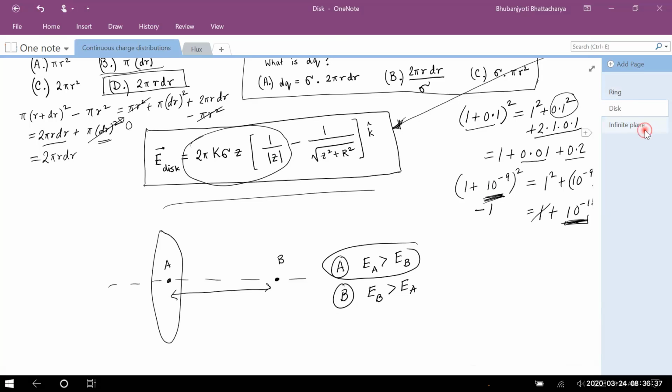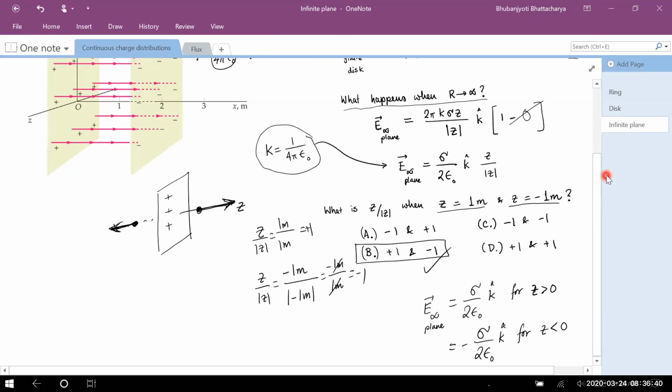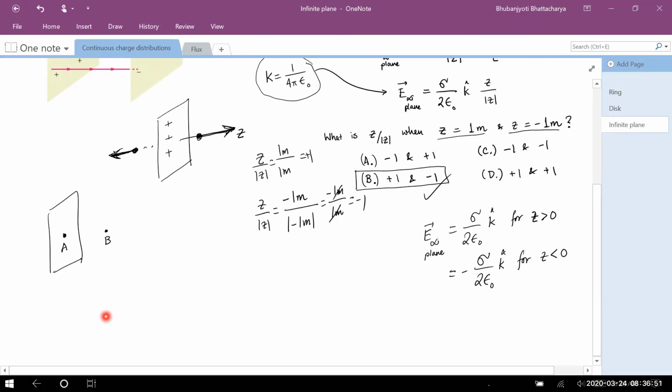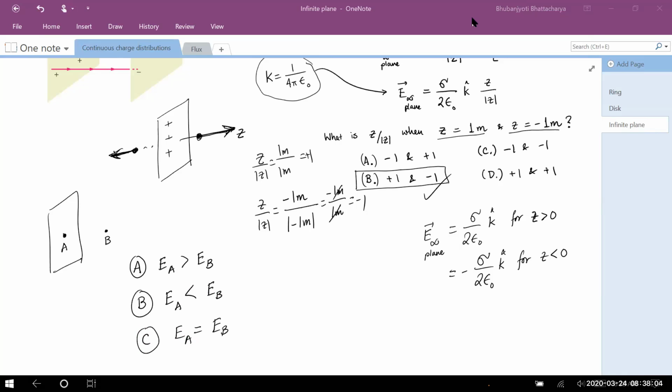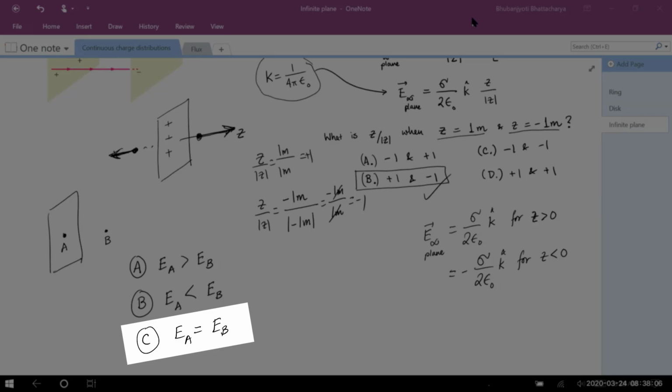So now go back to the infinite plane and give me the same answer. Let's talk about a point over here and a point over here. Call it A and call it B. And we are going to ask the same question. So choice A would be EA greater than EB. Choice B would be EA less than EB. And let me put in a third choice, C, EA equal to EB. The correct answer this time is EA is equal to EB.